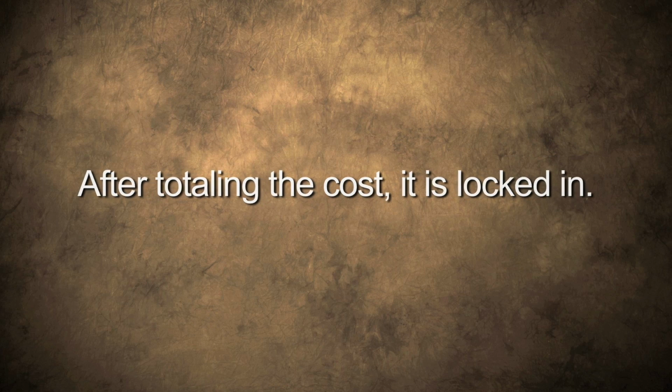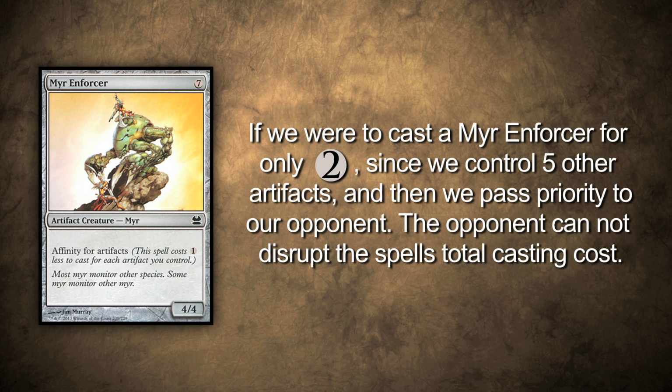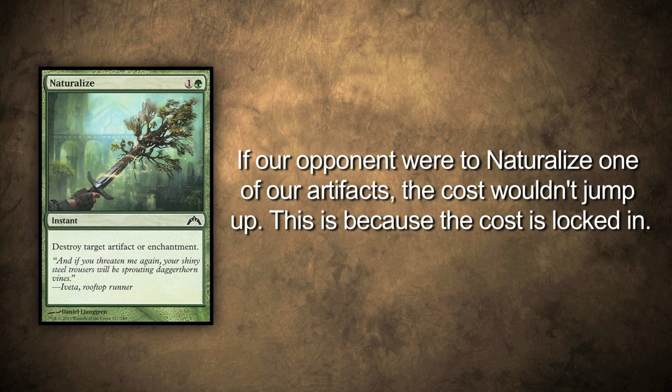So, for example, if we were to cast a Mirror Enforcer for only 2 mana, since we control 5 other artifacts, and then we pass priority to our opponents after we've finally cast the card but we're waiting to see if it resolves, if our opponent were to Naturalize one of our artifacts, the cost wouldn't suddenly jump up and we'd have to pay even more. This is because the cost is locked in.